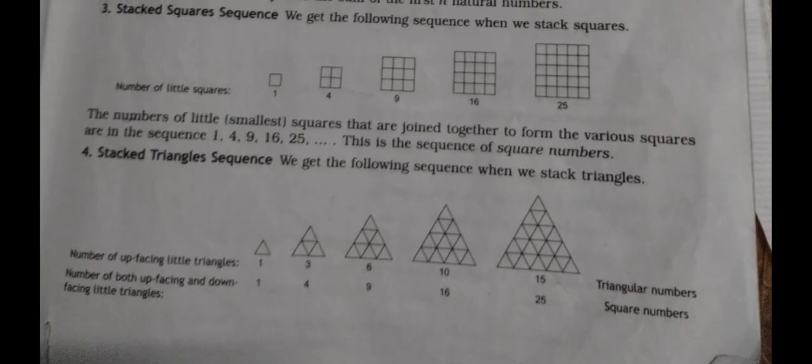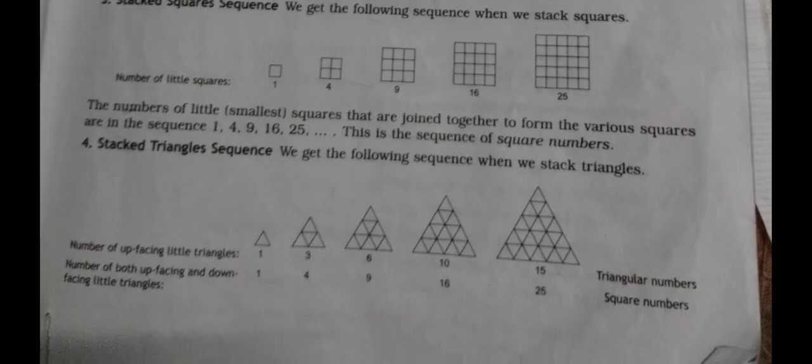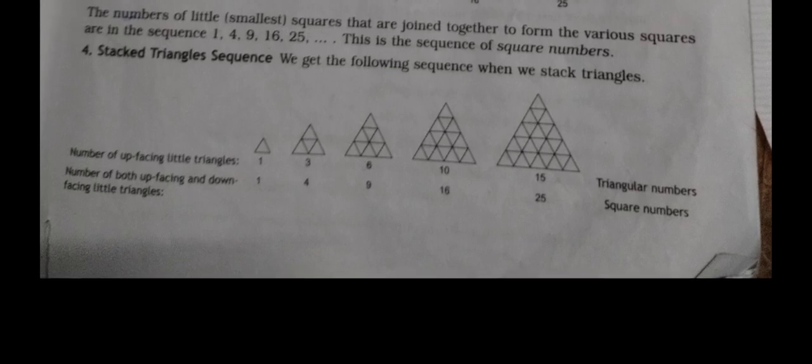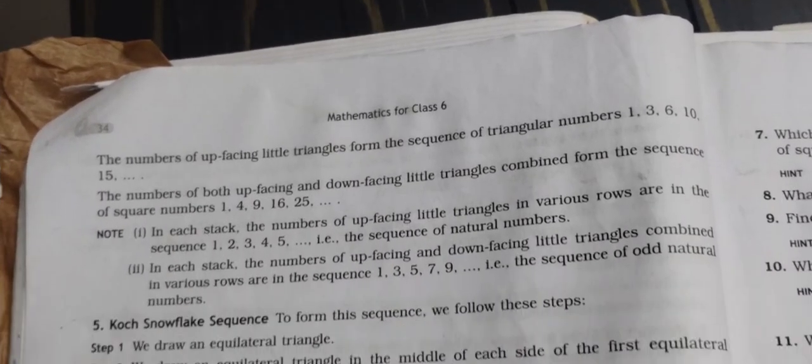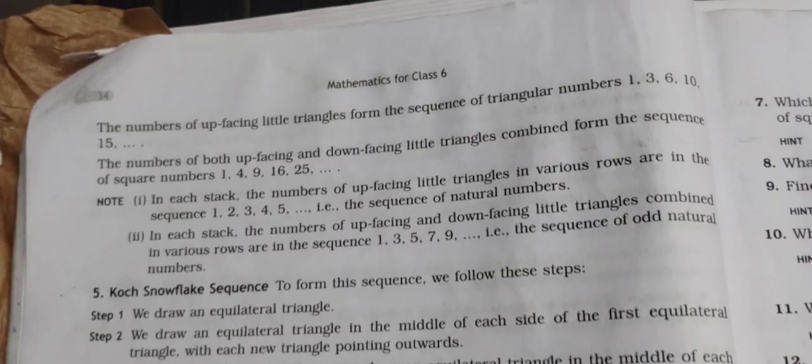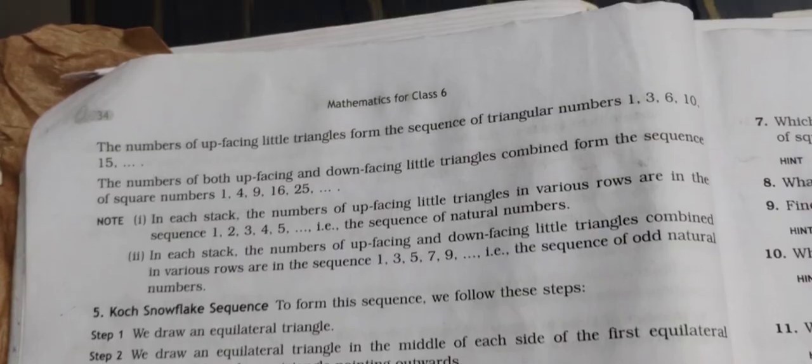3. Stacked square sequence. We get the following sequence when we stack squares. The numbers of little squares that are joined together to form the various squares are in the sequence 1, 4, 9, 16, 25. This is the sequence of square numbers. 4. Stacked triangle sequence. We will get the following sequence when we stack triangles. The numbers of up-facing little triangles form the sequence of triangular numbers 1, 3, 6, 10, 15.